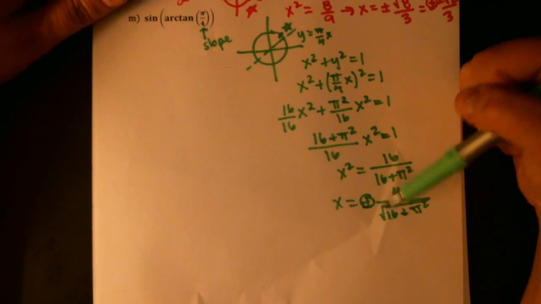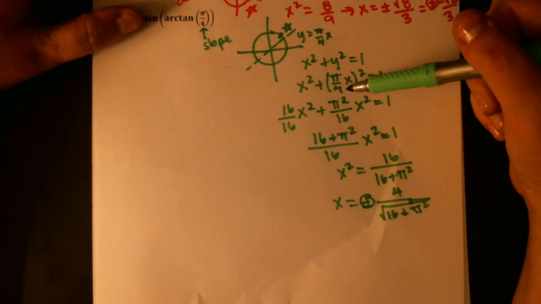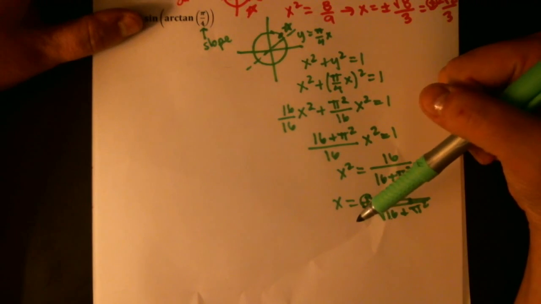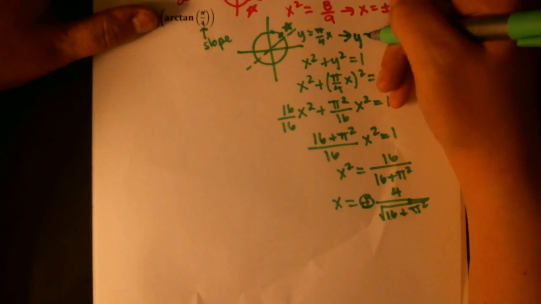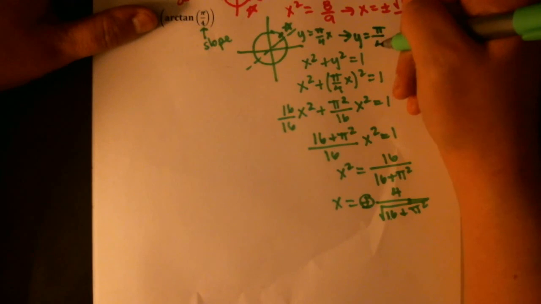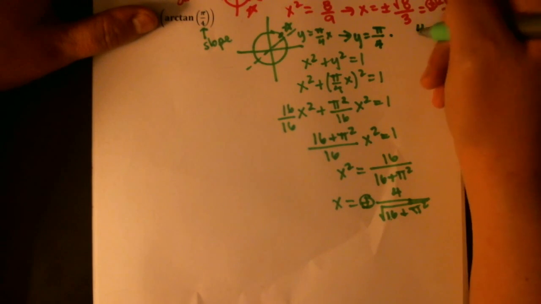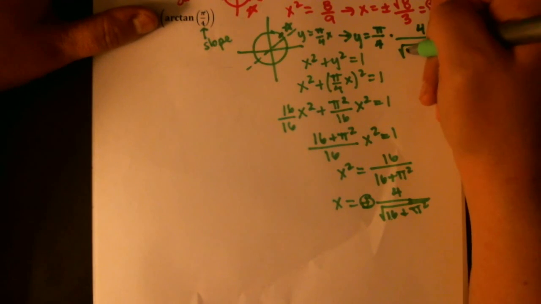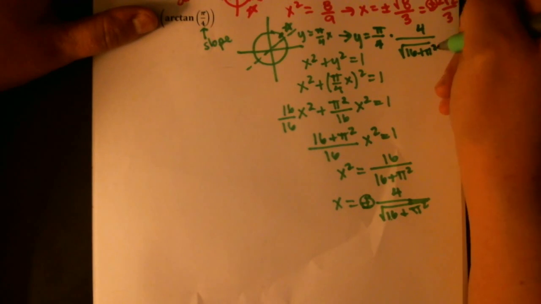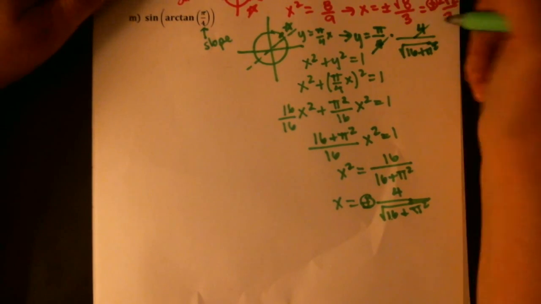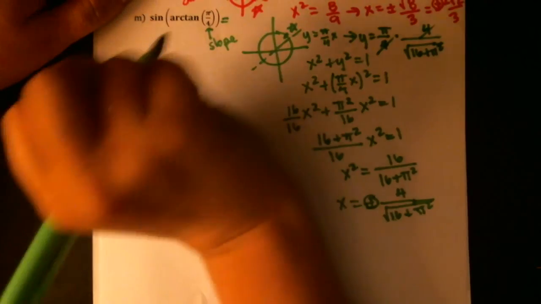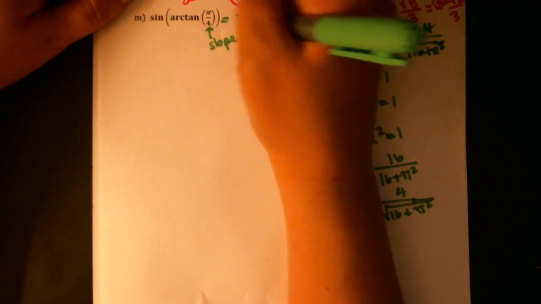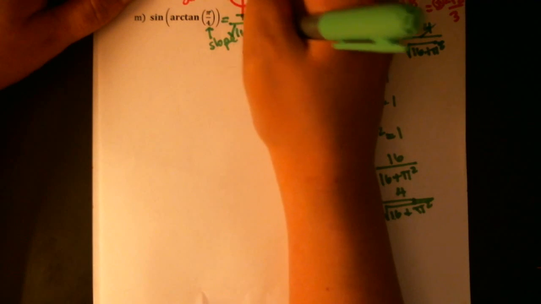So I slightly did it the long way by substituting in x's. I found x, but it's pretty easy to find y from there. If I go back up here, this says that my y is going to equal pi over 4 multiplied by my 4 over the square root of 16 plus pi squared, which allows me to cancel 4's. So my answer here is pi over the square root of 16 plus pi squared.